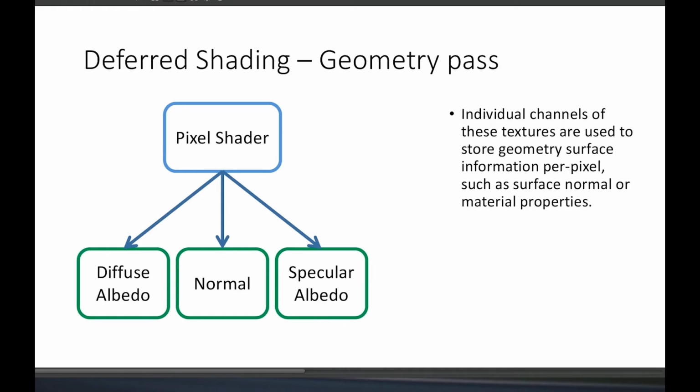Because remember that each texture has, for example, 100 pixels. And each pixel has different channels. For example, it has 4 channels in the case you are using the RGBA format.